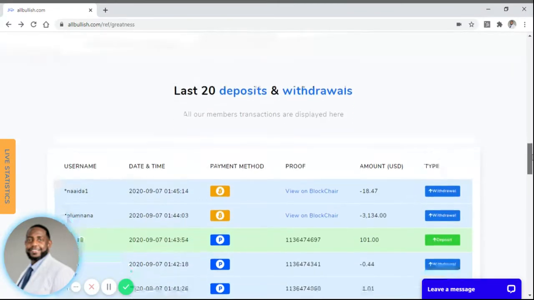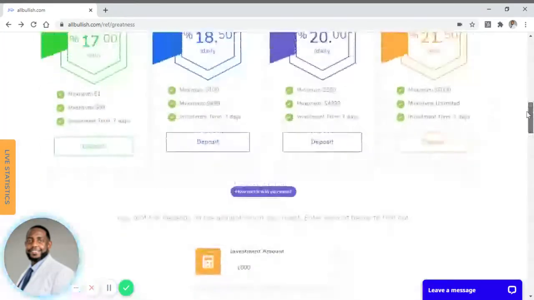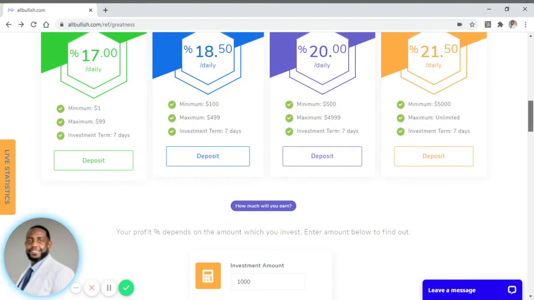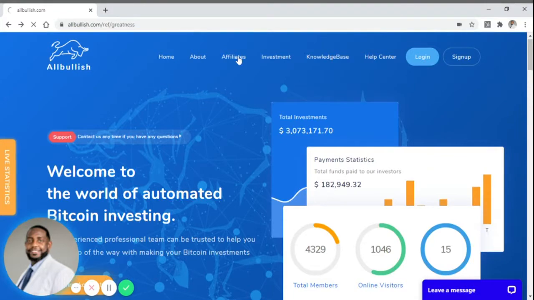If you scroll down further on the website, they show you the last 20 deposits and withdrawals, more transparency, more clarity there for you. So that's absolutely phenomenal. They also have an affiliate program with this, which the affiliate program is wonderful. I'll go over that a little bit for you.